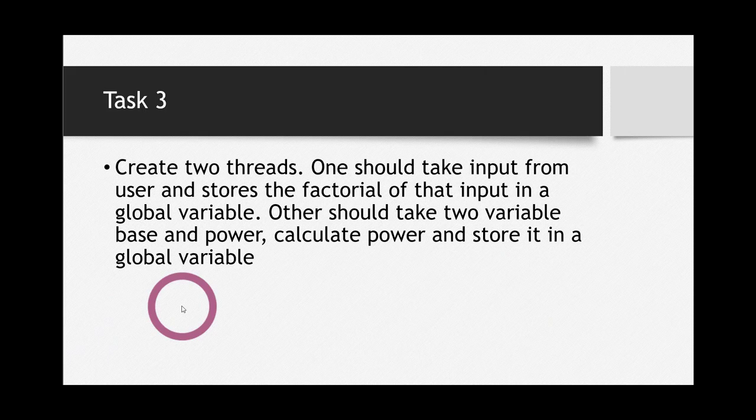So think about it. The third task is you have to create two threads. One should take input from the user, calculate the factorial of that input, and then store the result in a global variable. The second thread should take two variables from the user as input, the base and the power, and then it should calculate the power and store it again in a global variable. Display the values of these variables in the main program too. I have not written that here, but display the values in the main program after the threads are done with it. So obviously you will display the values after the join call.